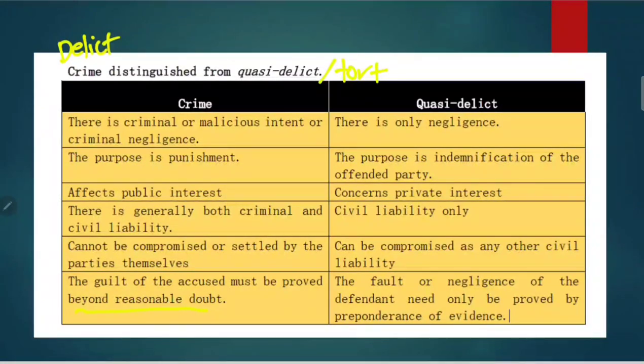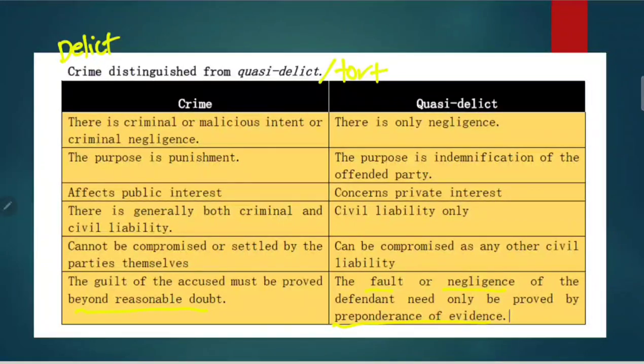And sa quasi-delict naman, fault or negligence lang of the defendant need only be proved by preponderance of evidence. Pag sinabi natin preponderance of evidence, mas mababa siya na quantum of evidence sa proof beyond reasonable doubt. And ibig sabihin ng preponderance of evidence, kung ilalagay natin sa weighing scale, sa timbangan, or scales of justice, sabihin na natin, dapat mas angat itong isa.